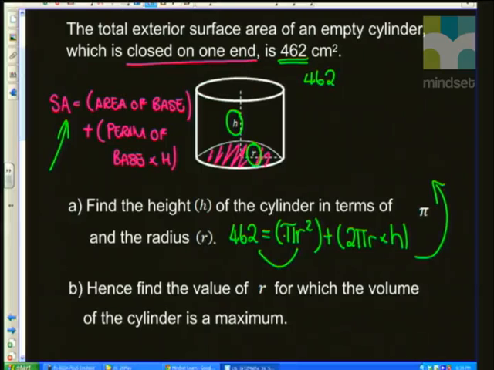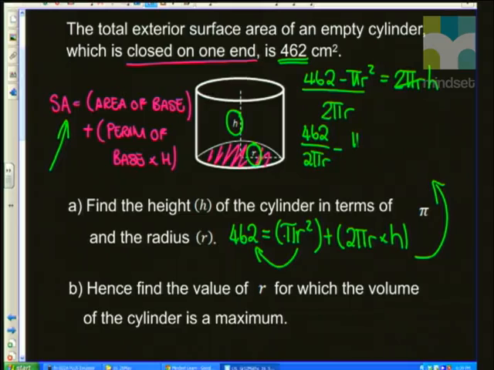462, I'm going to subtract, so I'm going to minus pi r squared, and that's going to leave me with 2 pi r h on the other side. And to get h completely on its own, I'm going to have to divide by 2 pi r. So 462 minus pi r squared all over 2 pi r. We could simplify this a little bit. Let's write it as 462 over 2 pi r minus pi r squared over 2 pi r. And that's now equal to h.